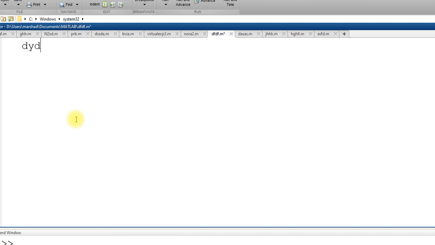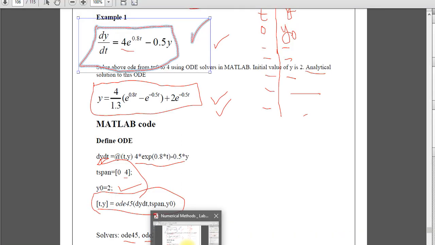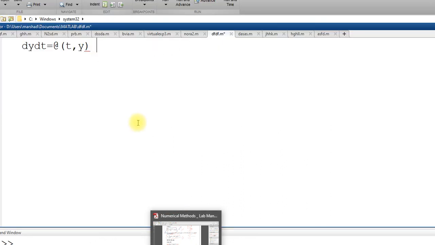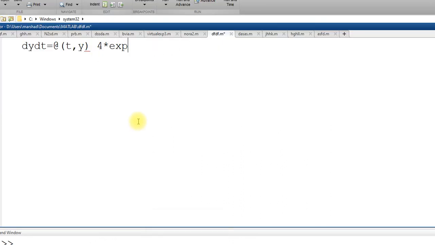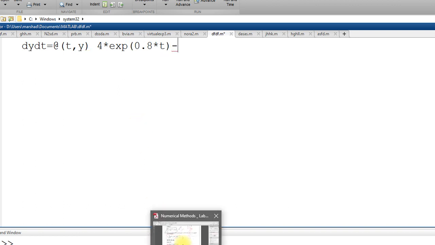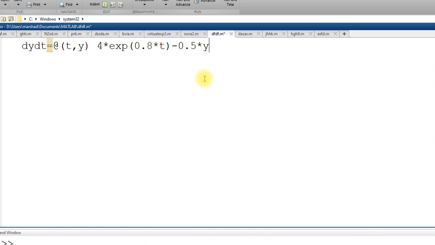So dy dt, I can say, equals at t comma y, and the equation right away. The equation is 4 times exponential of 0.8 times t minus 0.5 times y. That's it. Now, if I want, I can define t span as 0 to 4 like this, and y0 equals 2.